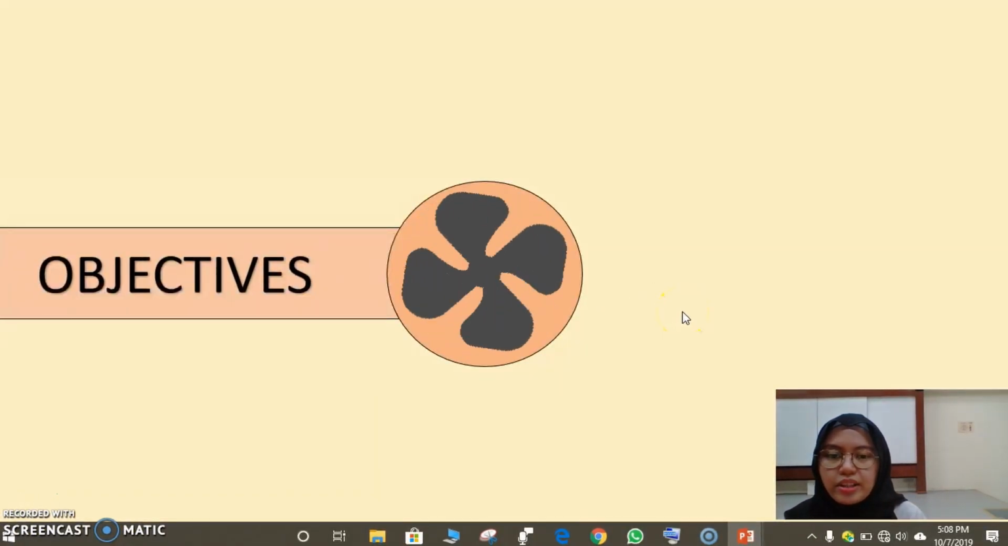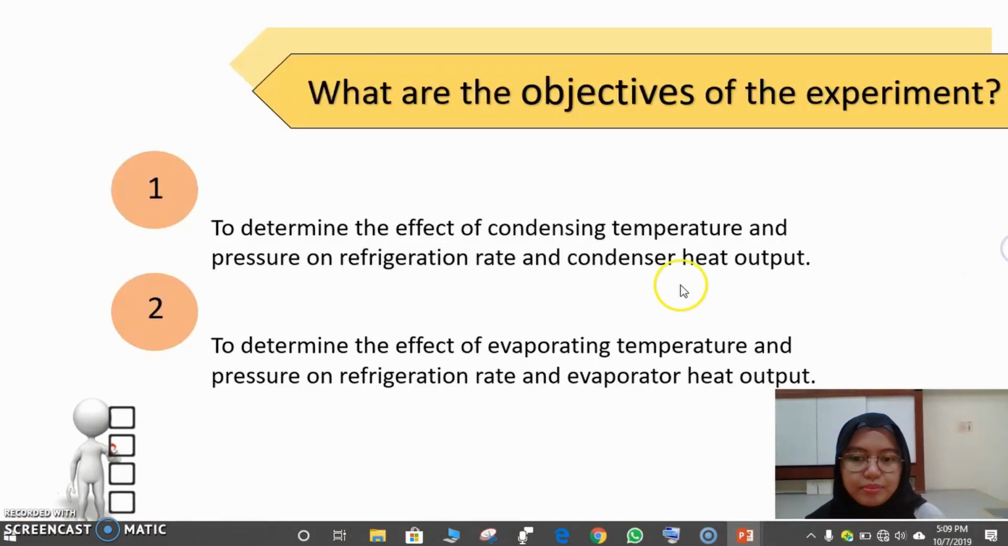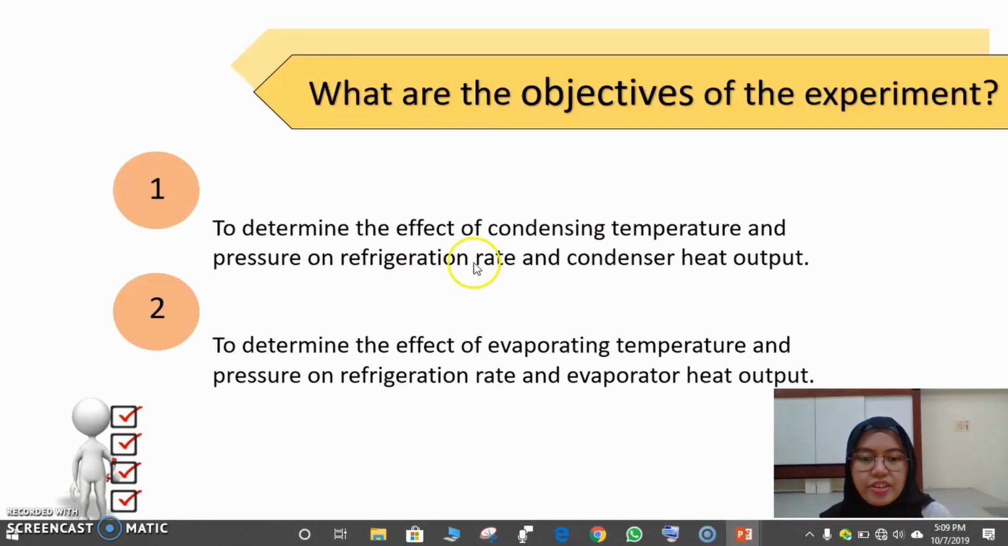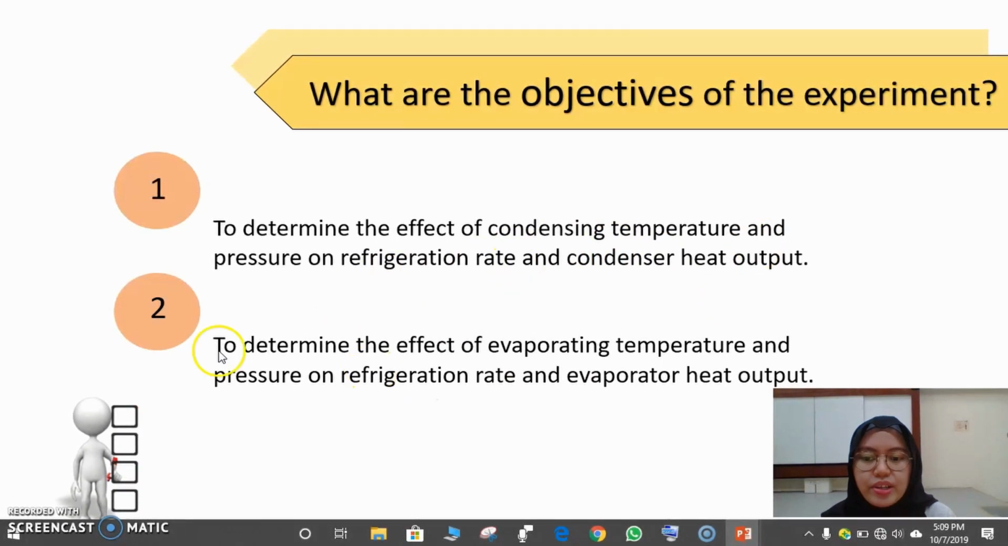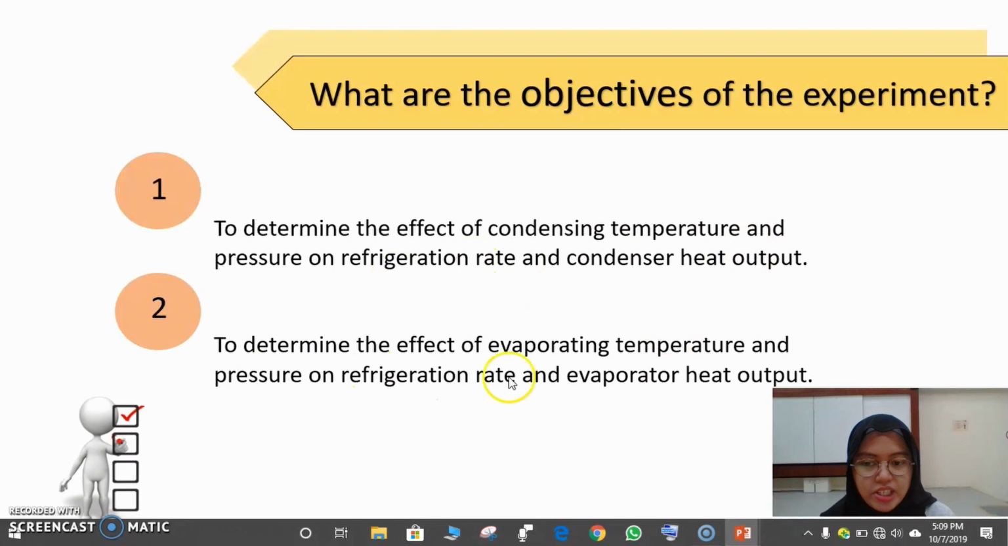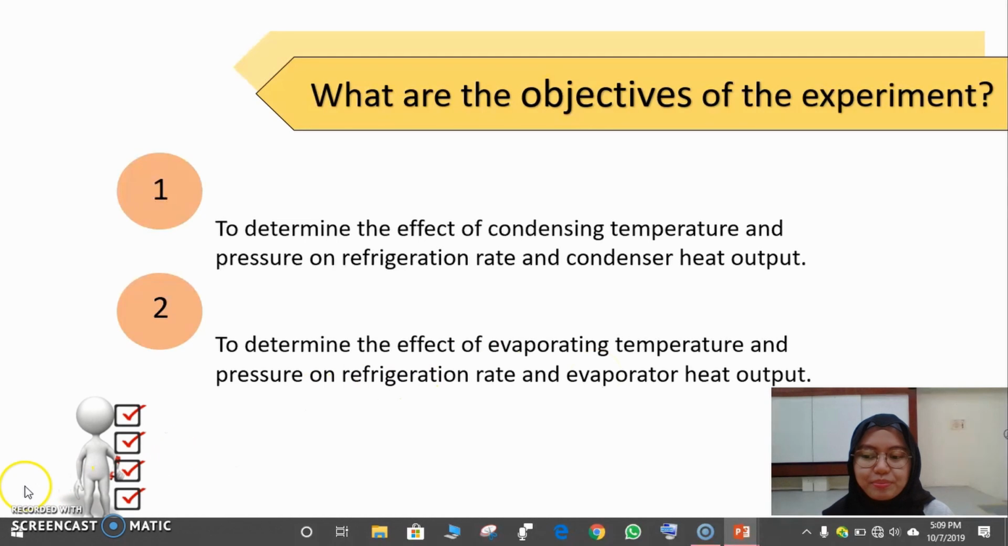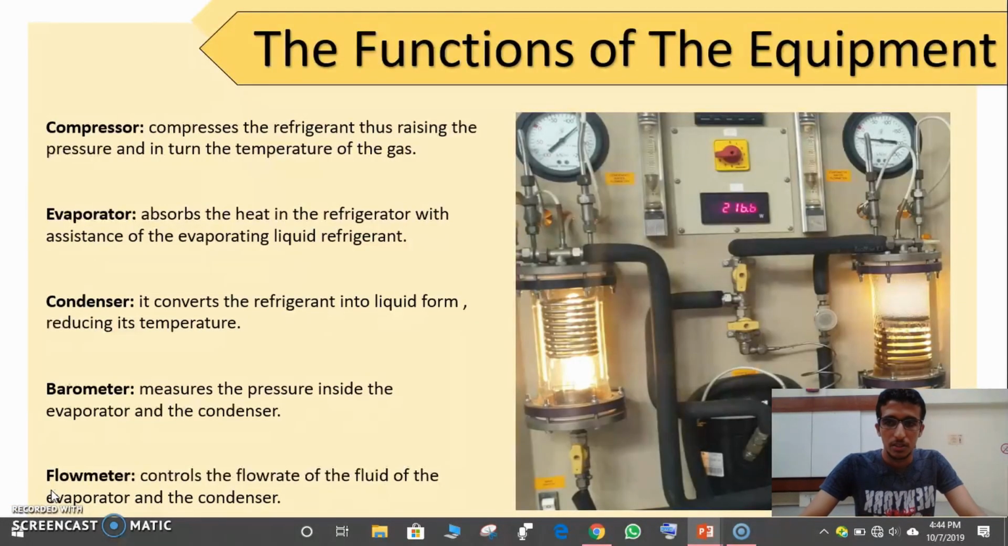Next is the objective of the experiment. First is to determine the effect of condensing temperature and pressure on refrigeration rate and condenser heat output. And the second one is to determine the effect of evaporating temperature and pressure on refrigeration rate and evaporator heat output. This goes to the evaporator, where it absorbs the heat with the assistance of the evaporating liquid refrigerant. As the liquid evaporates, its temperature decreases according to the decrease in its pressure.